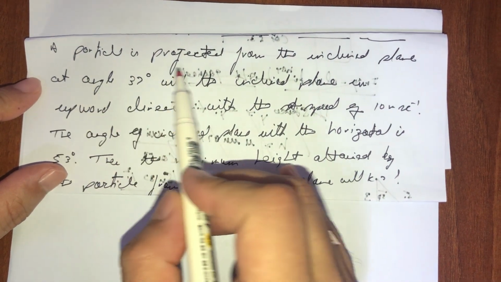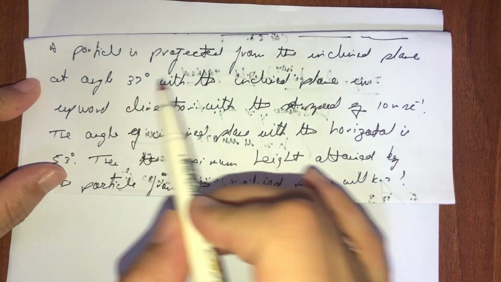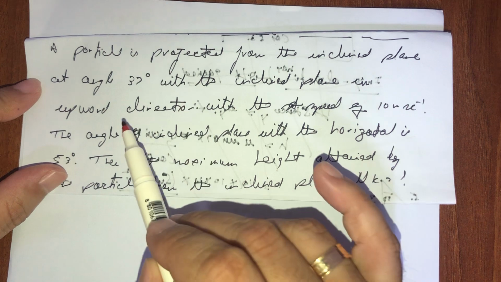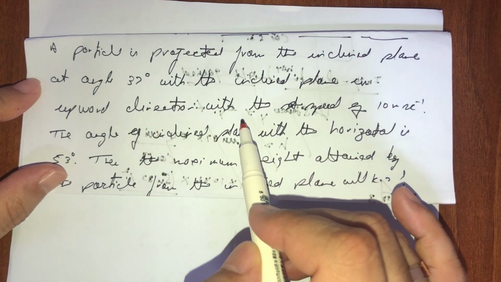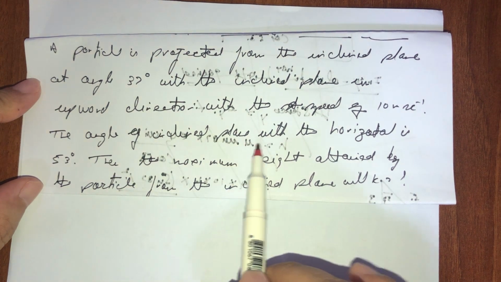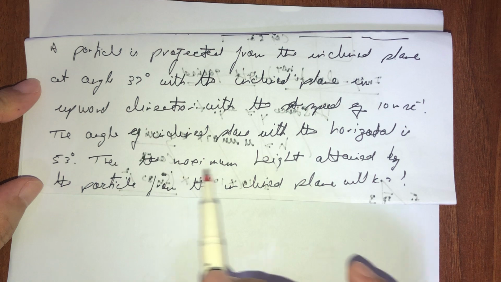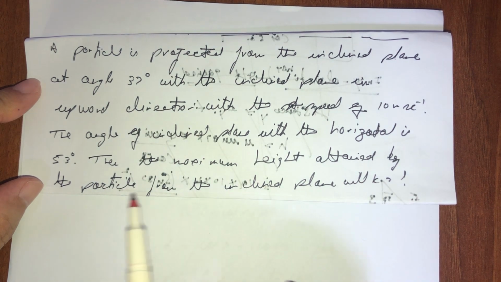Question is, a particle is projected from the inclined plane at angle 37 degree with the inclined plane in the upward direction with the speed of 10 meter per second. The angle of inclined plane with the horizontal is 53 degree. Then the maximum height attained by the particle from the inclined plane will be. That means we are going to find out the maximum height which will be attained by the particle.